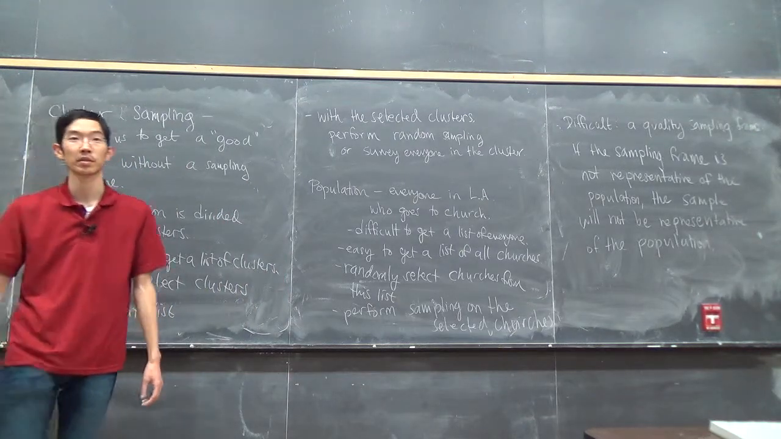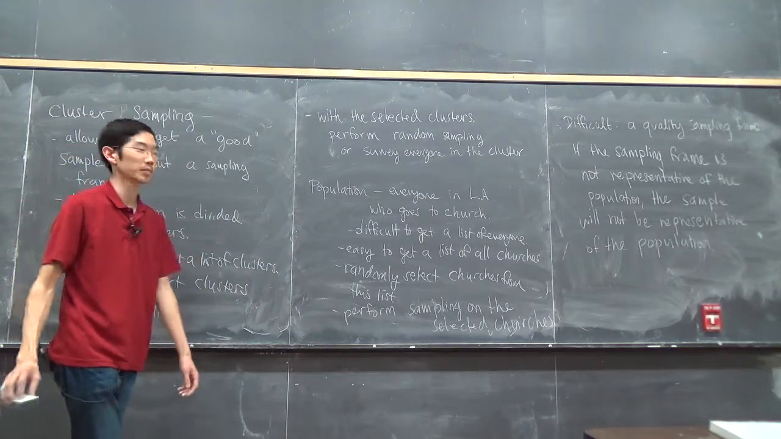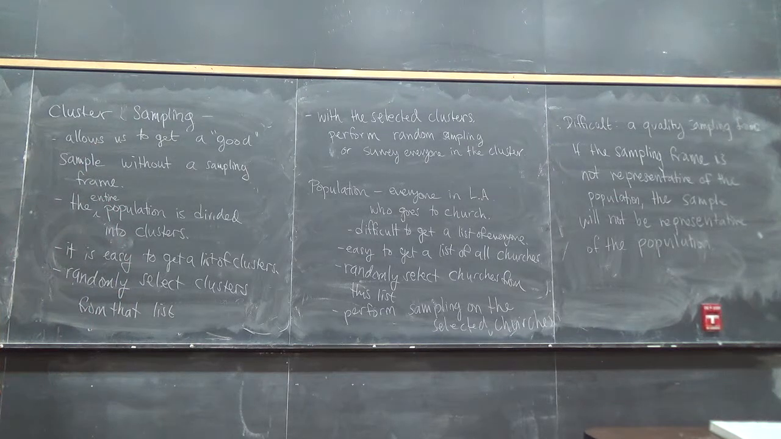Questions on this? You guys able to read the board okay? Yes? So the clusters in this case would be the churches. Yes, the clusters would be the churches, okay? Because our population, which is everyone who goes to church, is divided into clusters, which are the churches. And so we would randomly select clusters, randomly select churches.